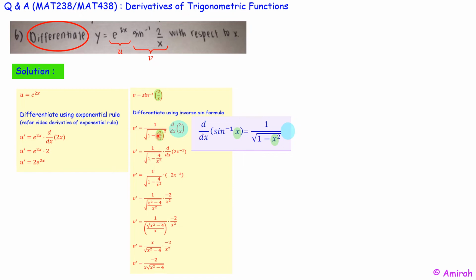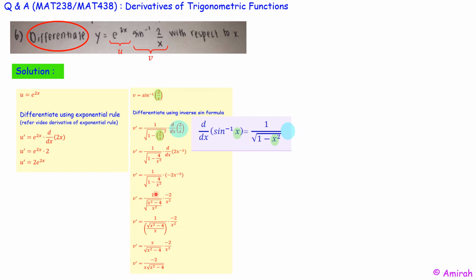Okay, lepas tu yang 2/x bracket squared ni, 2 squared equals to 4, x squared equals to x squared. And then to differentiate 2/x, kita kena bawa x naik atas. So, jadi 2x to the power of -1. So, kita kena differentiate yang ni lah. Okay?